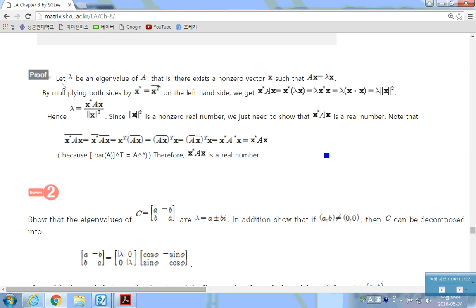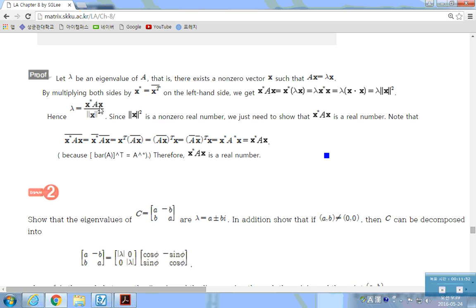Here is the proof that you already saw before. If lambda is an eigenvalue of A, then AX is equal to lambda X. We multiply X conjugate transpose on both sides, on the left hand side. Then X star AX is equal to lambda X star X. Then divide by the square of the norm of X on both sides. Then lambda can be written in this way.